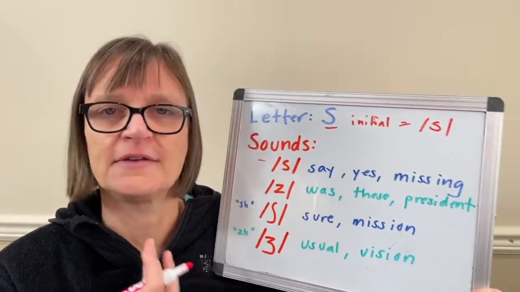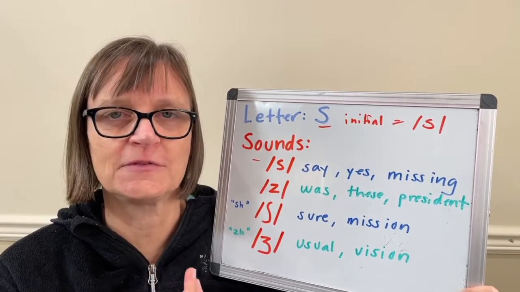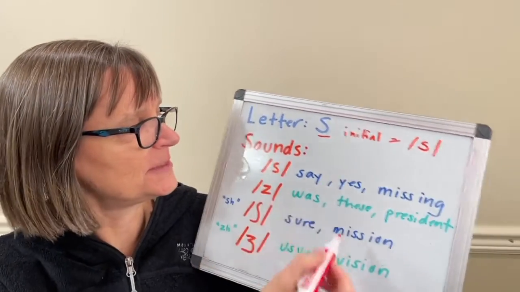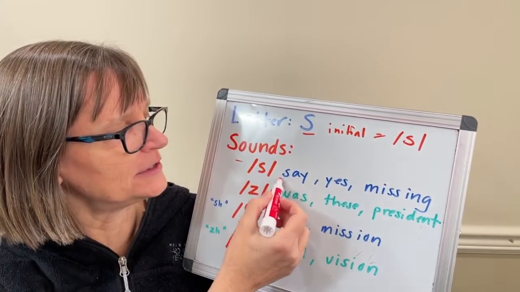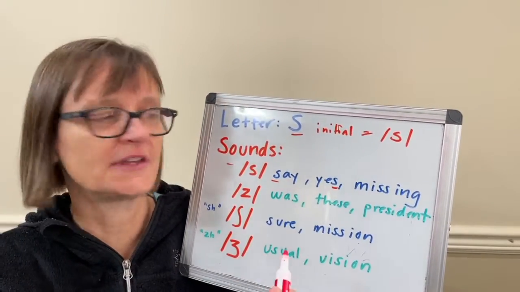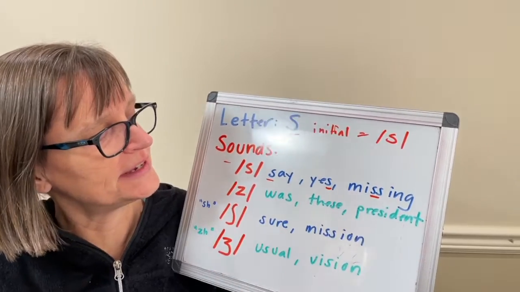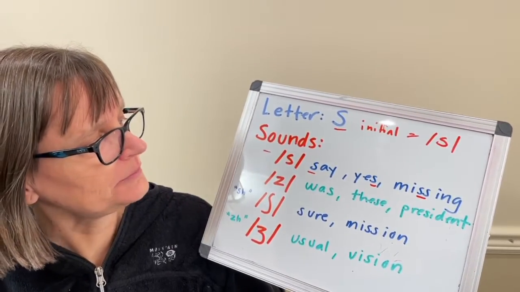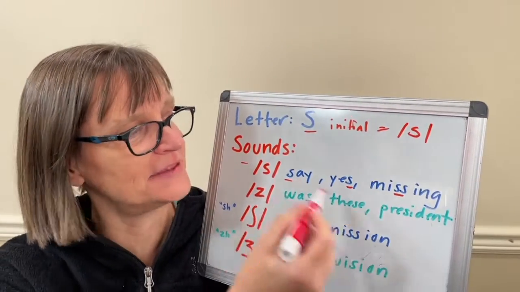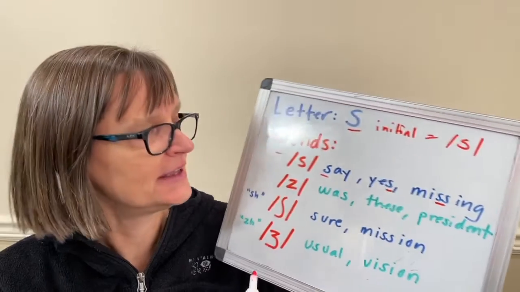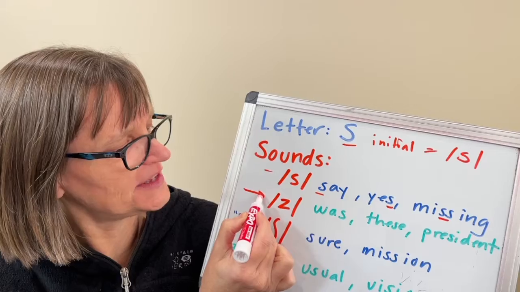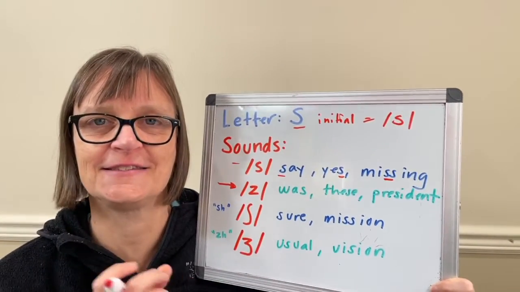However, when the letter S is in the middle or at the ends of words, it often says something other than the S sound. So some examples for the S sound include words like say or said, yes or us at the end, or missing in the middle. The error that you may often make is to make this S sound in other cases. I'd say the second most common sound for the letter S is the Z sound.